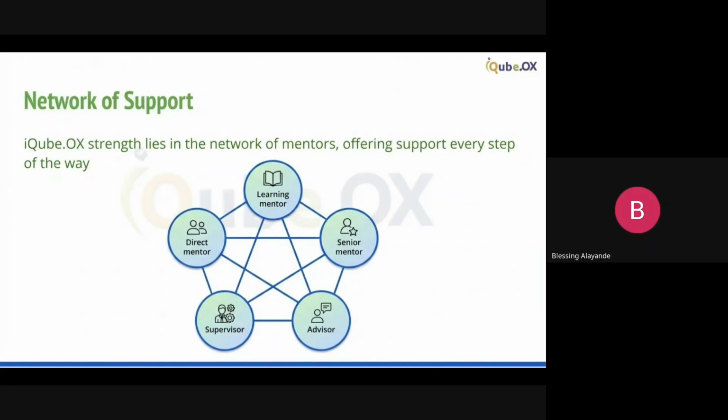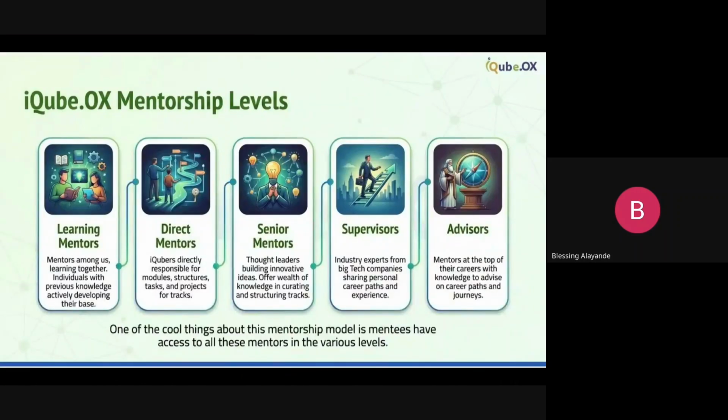With iQube.ox, one thing that makes us stand out is our network of support. We have different levels of mentors. We have learning mentors, we have senior mentors, we have direct mentors, supervisors, and advisors. I'll be elaborating shortly on these levels of mentorship.